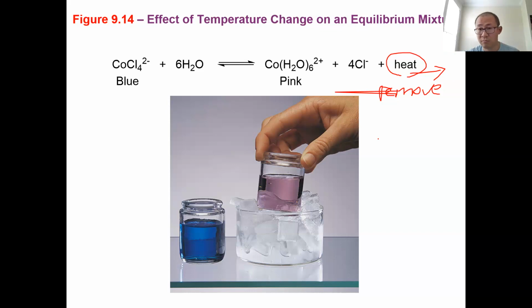So if you put in ice, decrease temperature, you're removing heat, then the equilibrium will shift to the right to produce more heat. And when it shifts to the right, more pink cobalt water hydrate will be produced. So you can see the solution turns more pink. Of course, if you take it out and put it in hot water, then the reaction will turn to the left. You will see more blue. That's an experiment demonstrating the effect of temperature change on equilibrium.